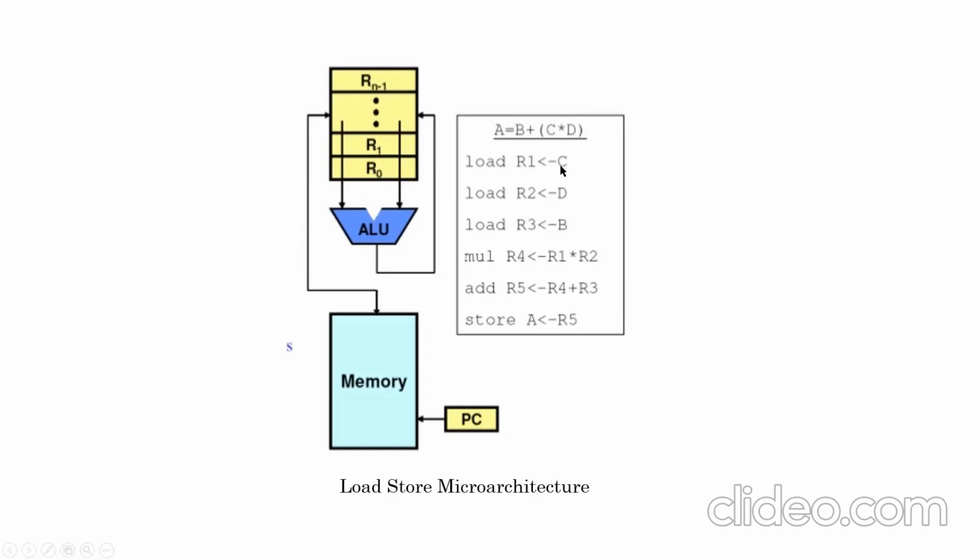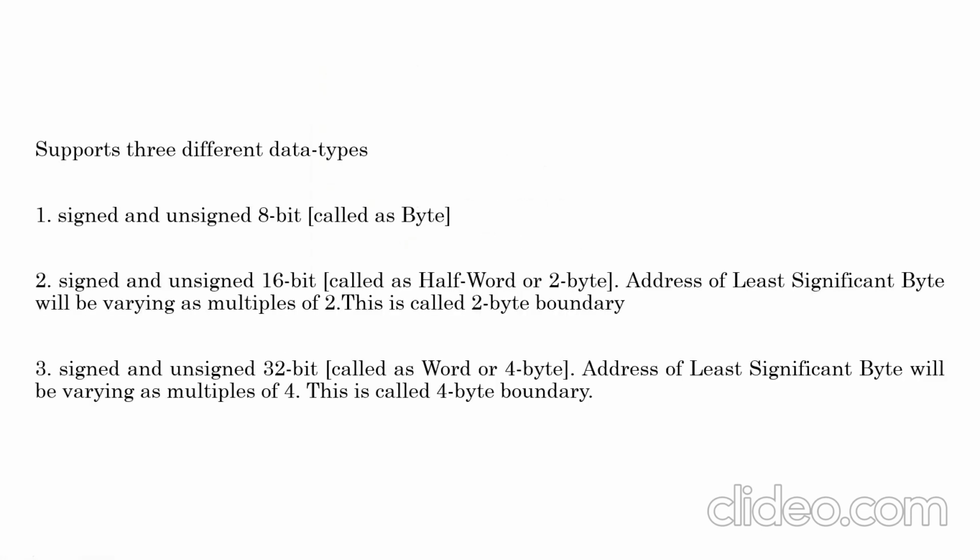Transferring data from a memory location to a register is called your load operation. Transferring data from a register to a memory location is called your store operation. So this is supported by the ARM processor, load-store microarchitecture. Next, it supports three different types of data: 8-bit data, 16-bit data, and 32-bit data, and they have signed and unsigned versions.